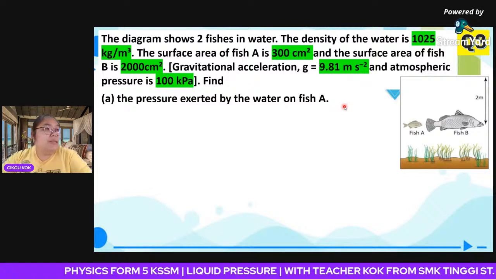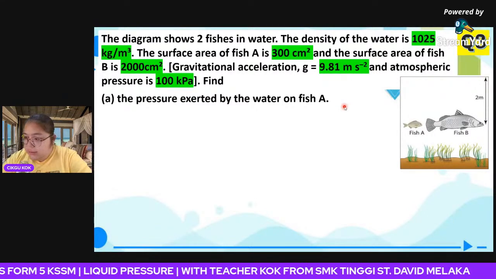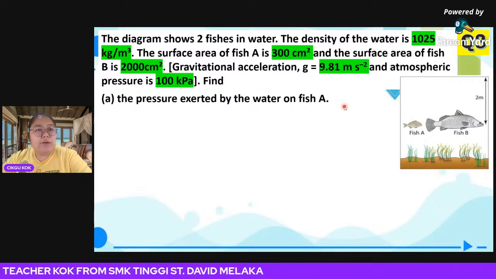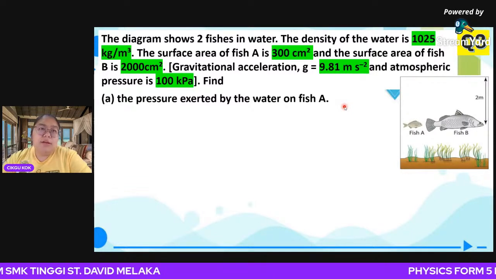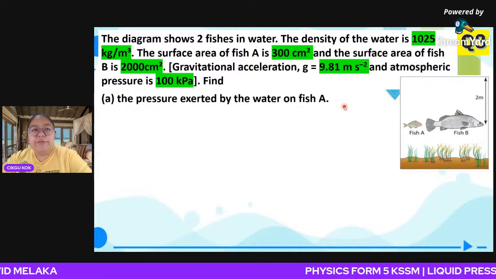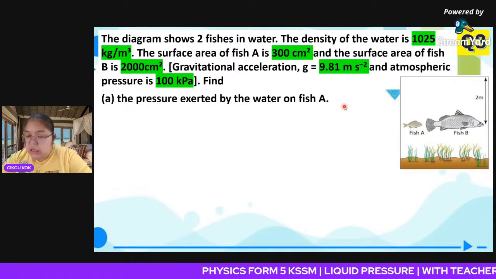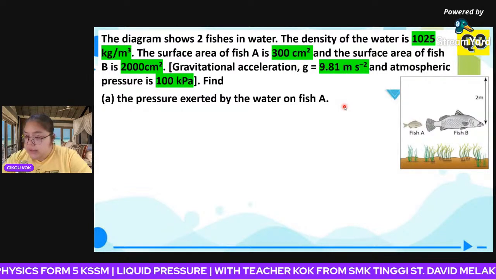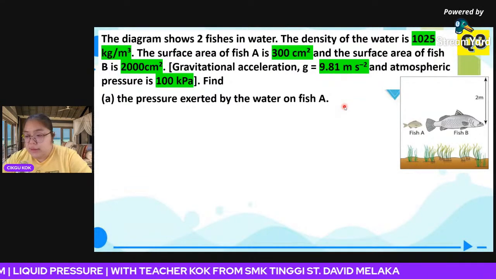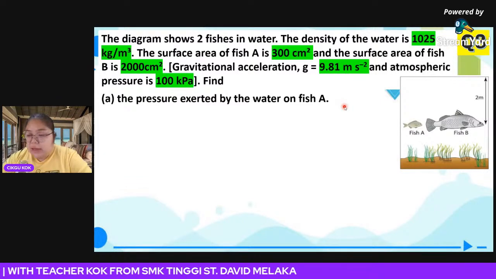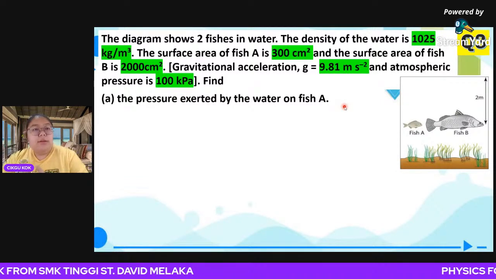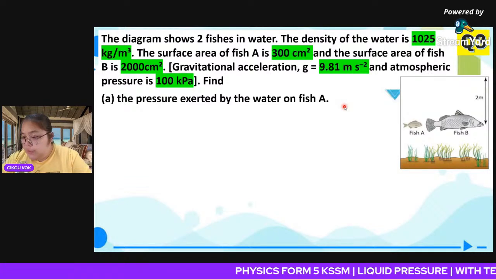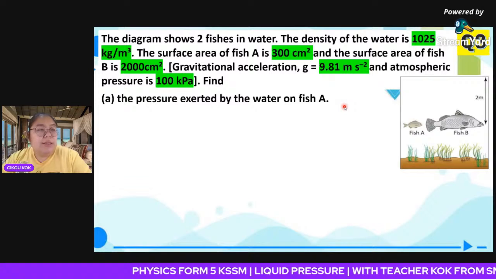Okay, so we go to see the answer from the students. For fish A, City gives me 30,165.75 pascal. We're going to check. The others, is our answer the same? Any other response? Only City. We're going to see the others. We're waiting.